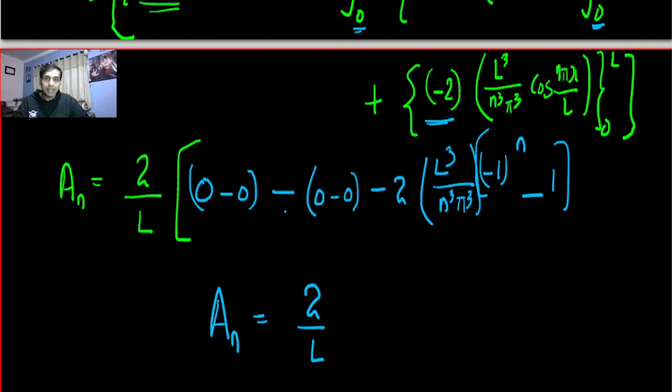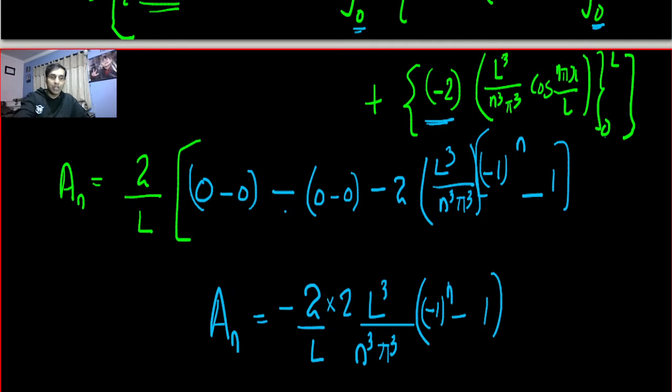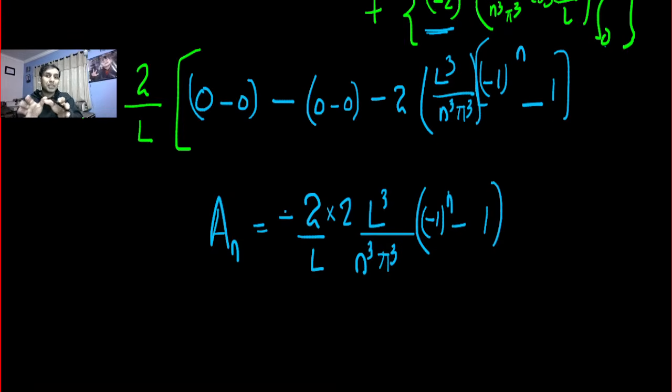2 by L, and then there is a minus over here. So again multiply by 2, and L cube by n cube into pi cube into minus 1 the whole power n minus 1. Those who worked out this step by yourself, comment below. Let me see how many of you know Fourier properly.